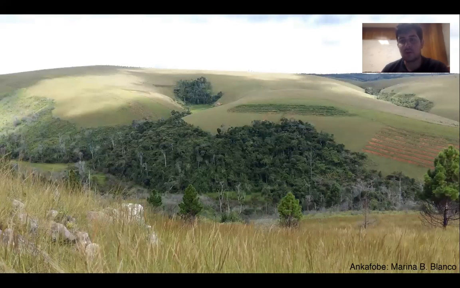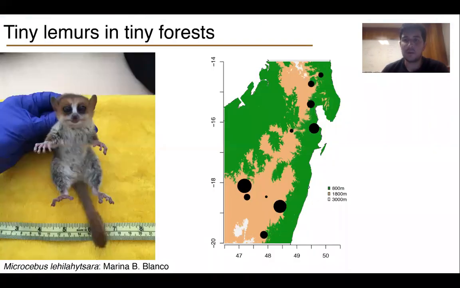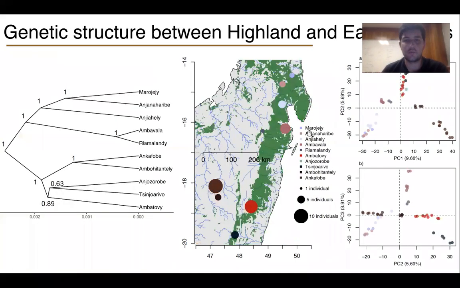Ankafo Bay, a small forest patch in the highlands, threatened by frequent fires. But it's also home to these cute little mouse lemurs. This is Microcebus latsara, the only mouse lemur found in the highlands. And in addition to these highland locations, it can also be found in some patches along the escarpment, as well as some more lowland forests.